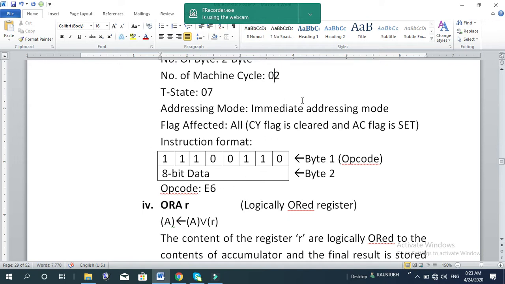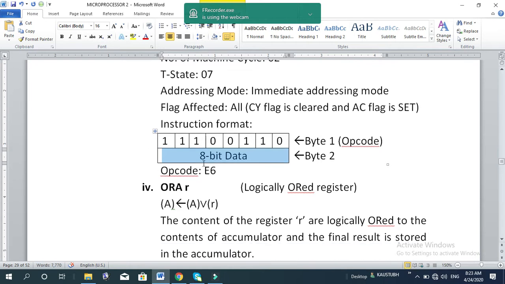So there are a total of 7 states. The addressing mode is immediate addressing, and all flags are affected, particularly the carry flag is cleared and the auxiliary carry flag is set to 1. Since it is a 2-byte instruction, the instruction format has 2 bytes. The first byte is of course the opcode, and the second byte is the 8-bit data. The opcode here is 11100110, which means E6 hex.